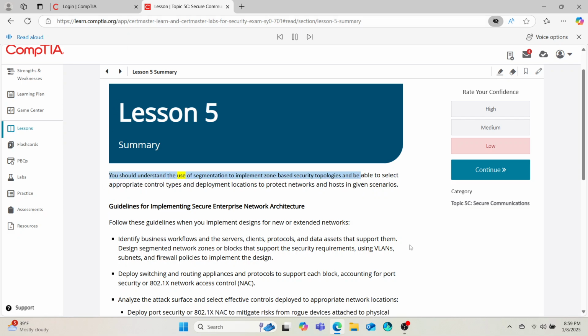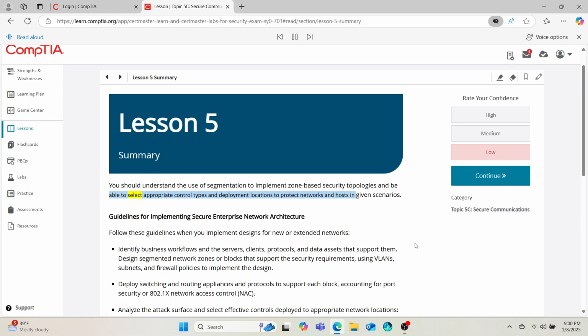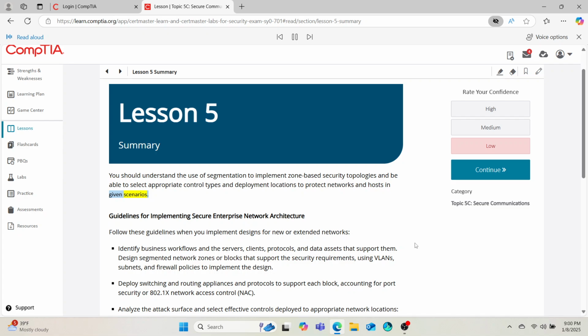You should understand the use of segmentation to implement zone-based security topologies and be able to select appropriate control types and deployment locations to protect networks and hosts in given scenarios. Guidelines for implementing secure enterprise network architecture. Follow these guidelines when you implement designs for new or extended networks. Identify business workflows and the servers, clients, protocols, and data assets that support them.